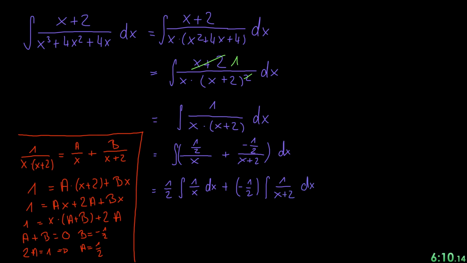Now we only have linear parts in the denominators, which means I can just use the natural log for both of those. So I have 1/2 times the natural log of x, and let me just put it right here on the side. The integral of 1 over x plus an arbitrary constant c dx is equal to the natural log of x plus c. Which means I have negative 1/2 times the natural log of x plus 2.